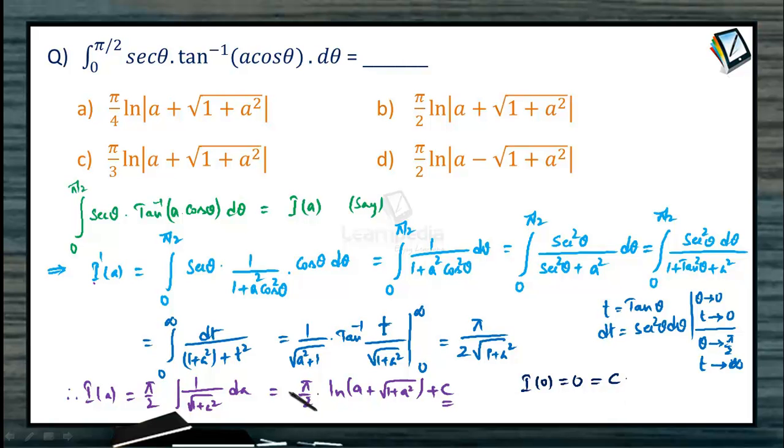Now c is 0, therefore what is I of a? Pi by 2 times ln of a plus root of 1 plus a square. Let's verify which option is satisfying. Yes, the value of I of a, that is the given required integral, is pi by 2 times ln of a plus root of 1 plus a square.